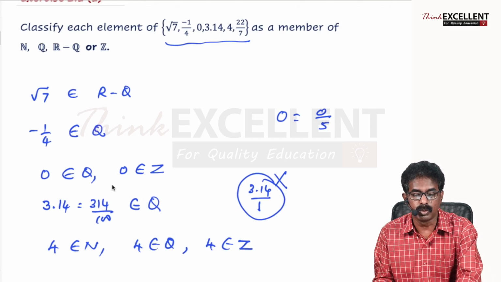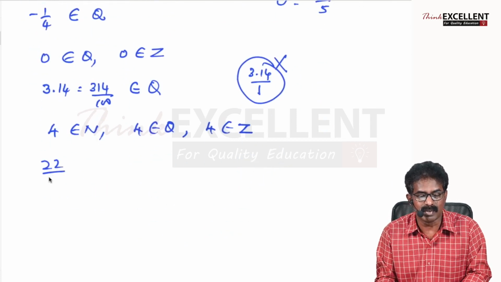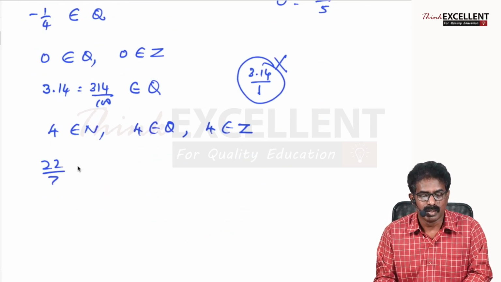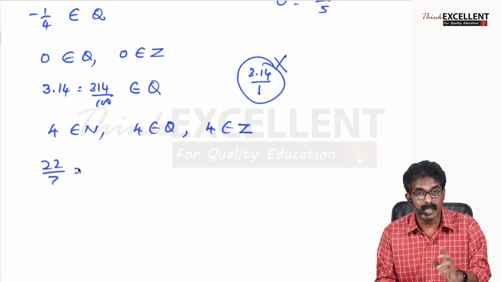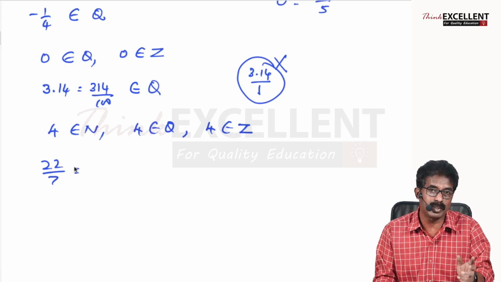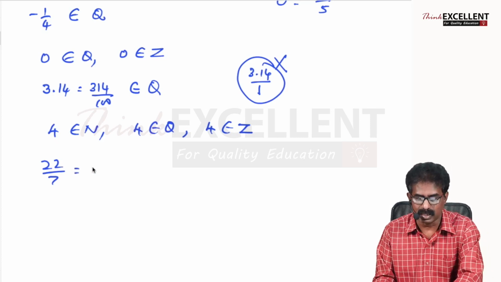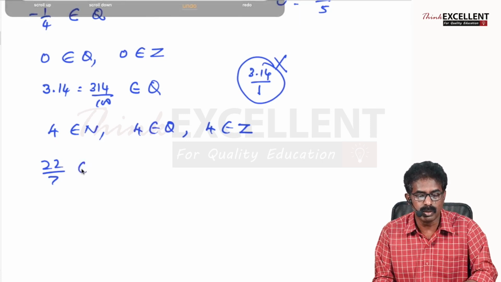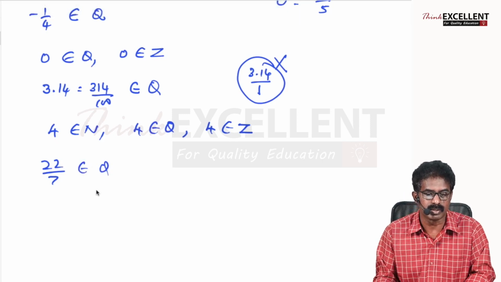And the last one, 22 by 7. 22 by 7, p by q form. So it is the value of pi. Pi is not rational, but 22 by 7 is rational, right? So you can say it belongs to Q. Okay, so that's all the first question.